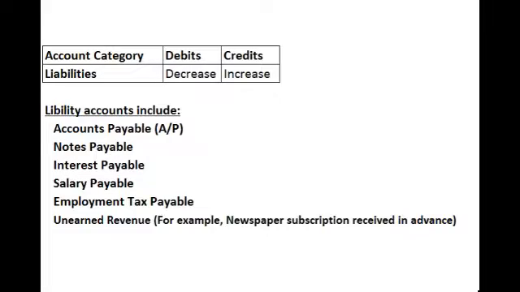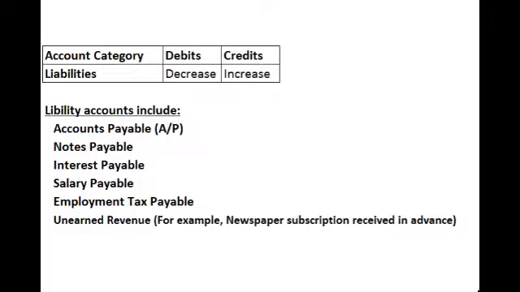You could see the pattern here. Whenever you see something payable, you could be very sure that it is a type of liability account. Also, there's a special liability account called unearned revenue. That means when you receive cash from your customer for something that you haven't delivered yet. For example, newspaper subscription will be a very good example.